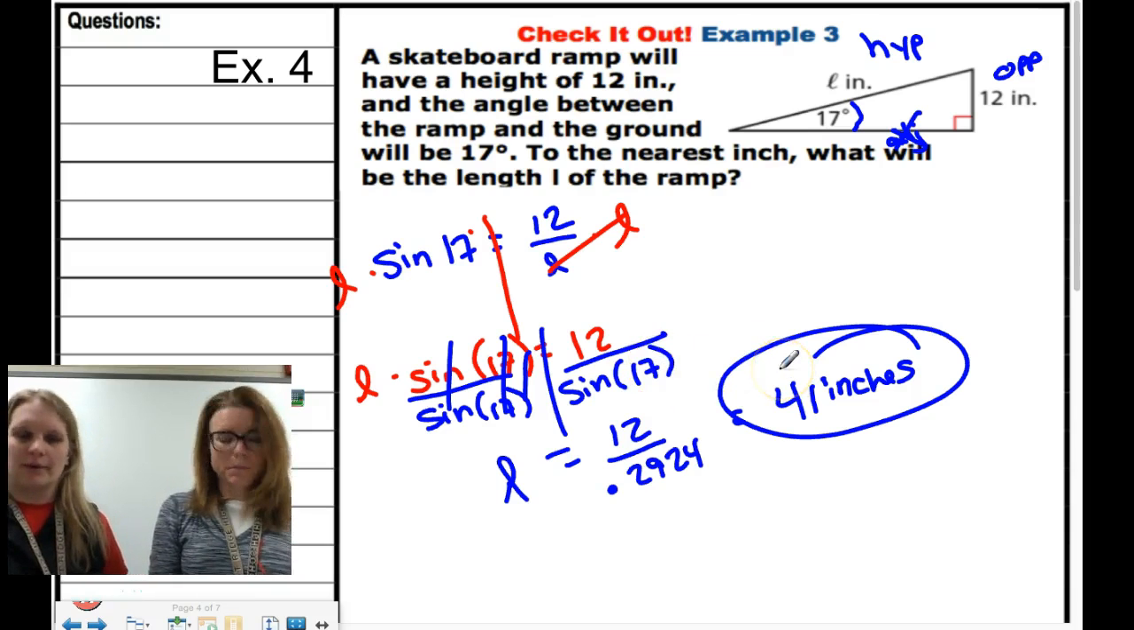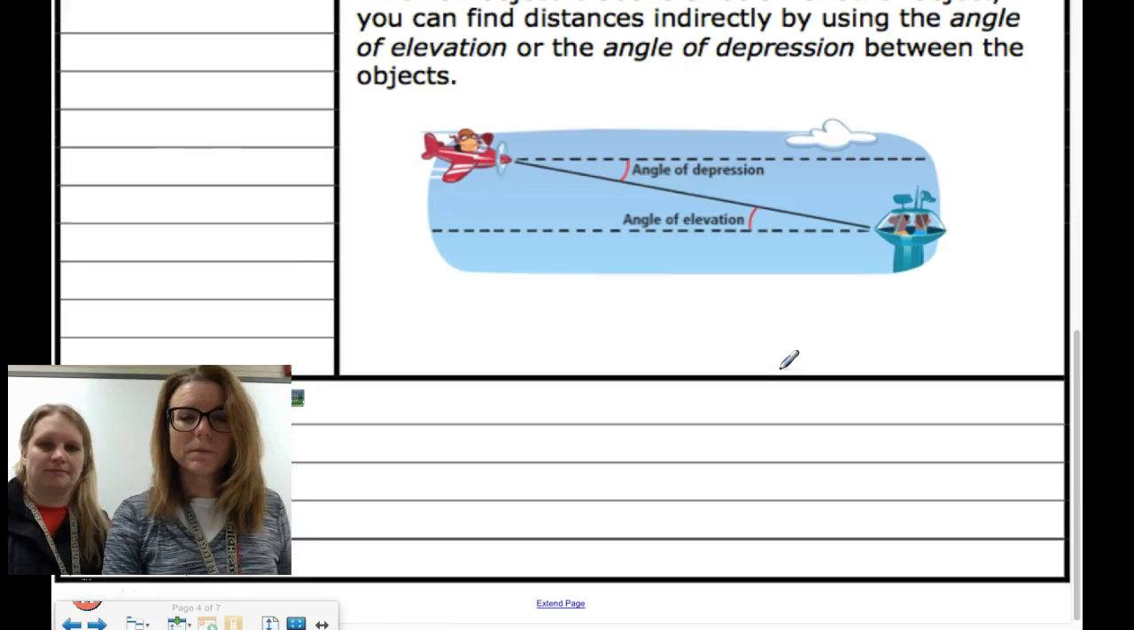By sine, we're 17 and 41. Yep. Okay, all right, great.